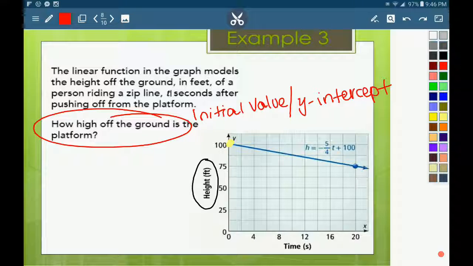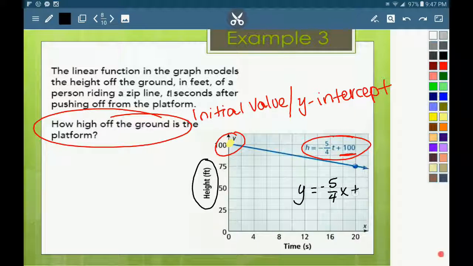Now if you can't tell where that point is, you can always look at the equation that they provide you, because the b value is going to be your y-intercept or your initial value. Now I know they used h and t, but you could have also written the same equation, y equals -5/4 x plus 100. They're just using h and t to represent x and y so that you can connect that h means height and t means time. So whether you picked it out from the equation or from the graph, the platform starts out being 100 feet off the ground.